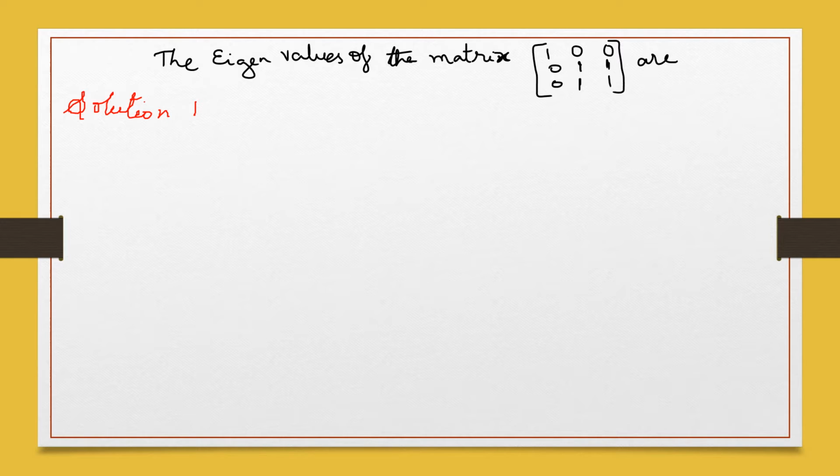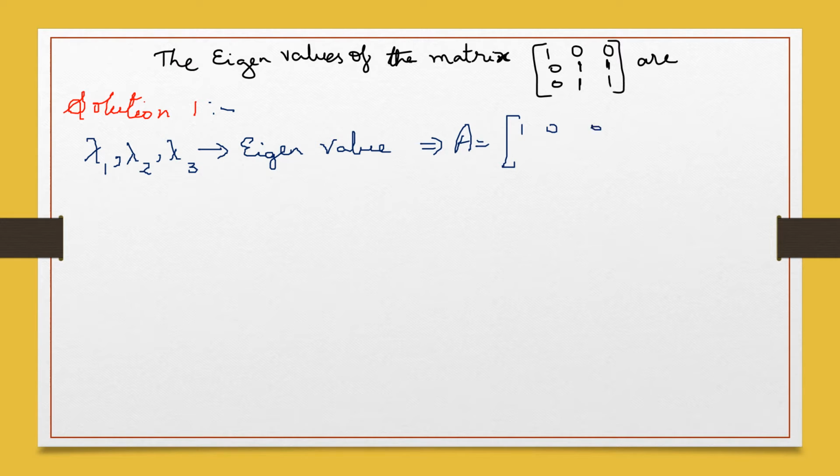as there are three rows, so this matrix will have three eigenvalues. Lambda 1, lambda 2 and lambda 3 will be the eigenvalues for this matrix because of three non-zero rows present in it. So we know that, let me consider this matrix as A is equal to the matrix 1 0 0, 0 1 1 and 0 1 1.